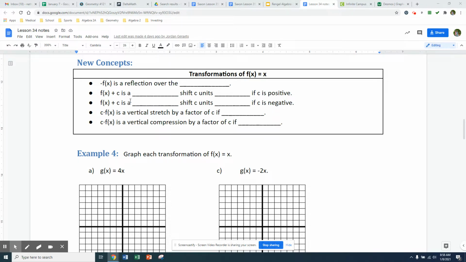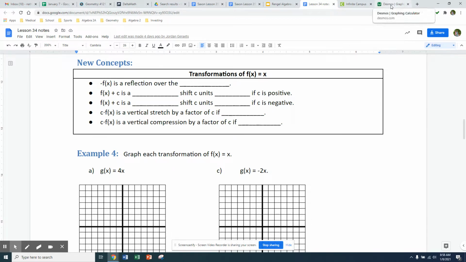The word transformation comes from the word transform. How that line is changed or moved around the coordinate plane will be determined by some patterns that we can see. We're going to use some graphing technology to see some patterns and then apply those patterns to come up with some rules that happen when we apply these transformations. Our first transformation is what happens when we make our function negative.